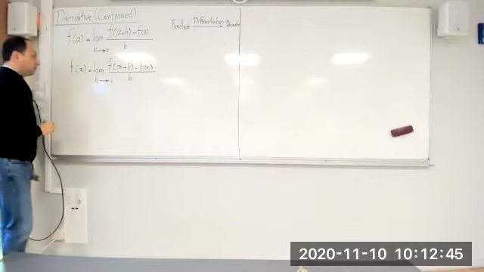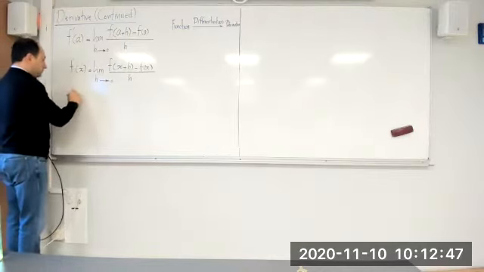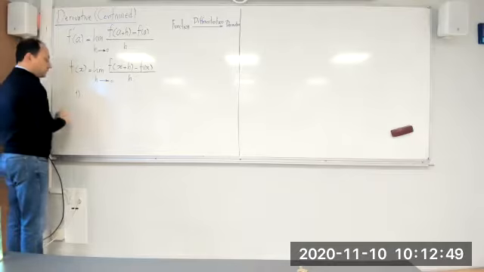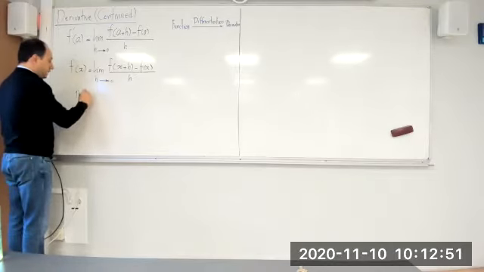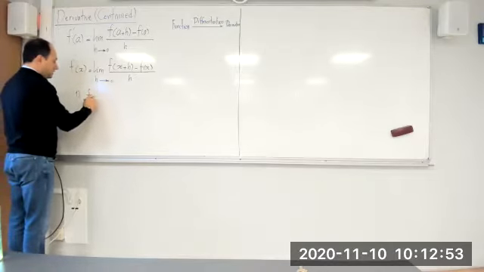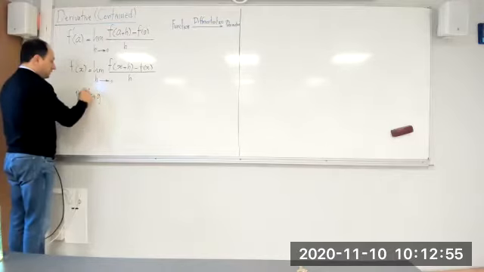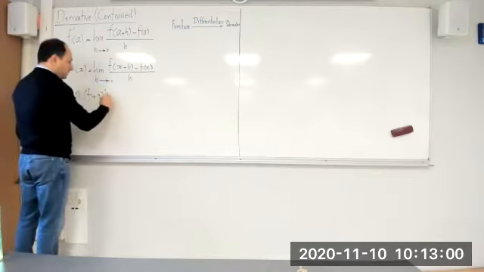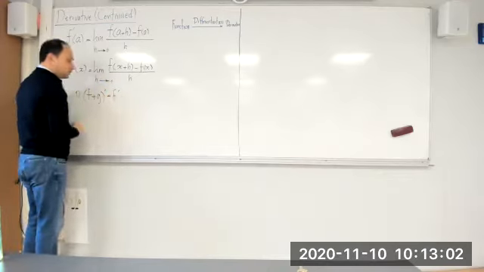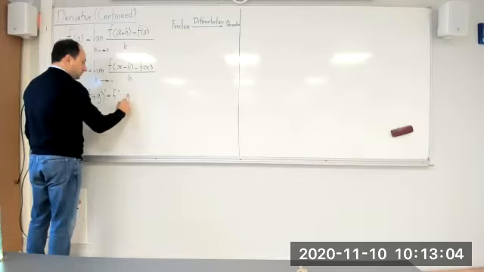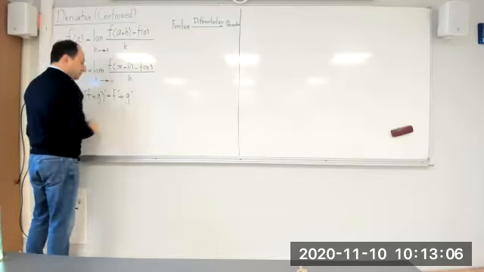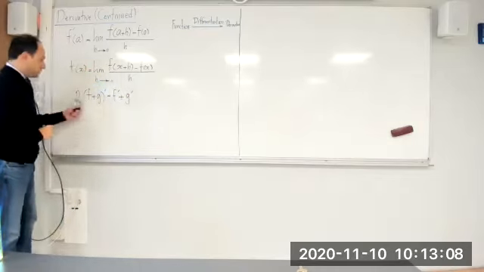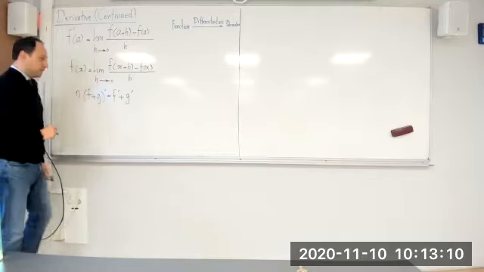One thing that I want you to know is the sum rule. What is the sum rule? It tells you that if you have two functions f and g, and you add them and want to take the derivative of the sum, you are allowed to take the derivative of the first one, take the derivative of the second one, and add the derivatives. So this is the sum rule for derivatives.